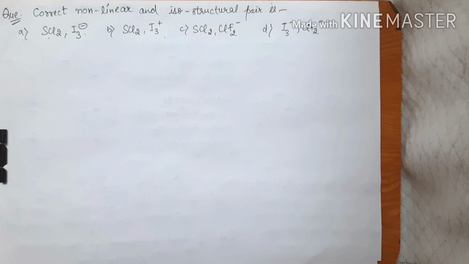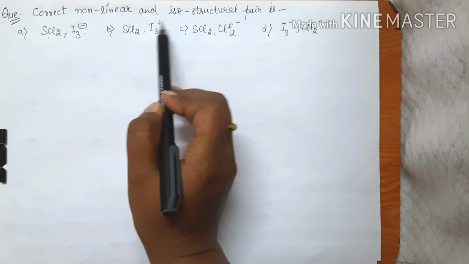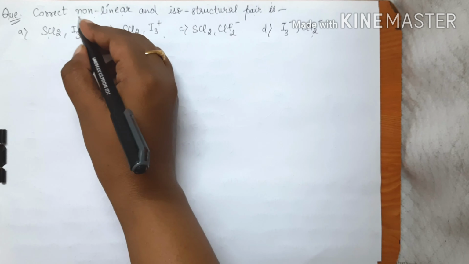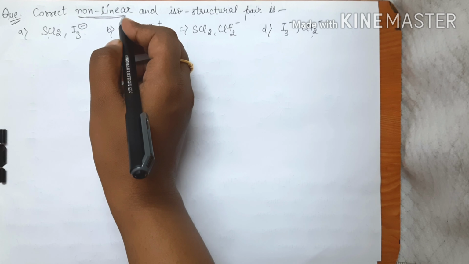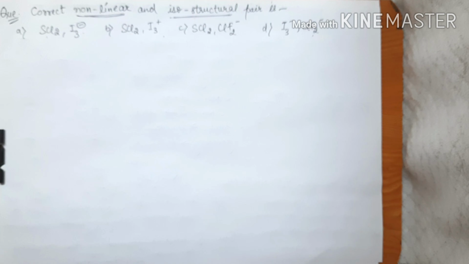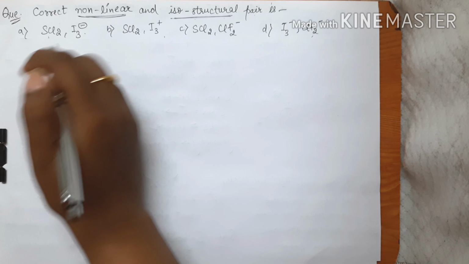So today we are going to solve some more previous year CSIR NET questions on Chemical Bonding. The first question we are going to discuss is: the correct non-linear and isostructural pair is, out of these. First we have to find out the shape, whether it is linear or non-linear. Then we have to find out which ones are isostructural. So we have to go for the geometries and shapes of the molecules.